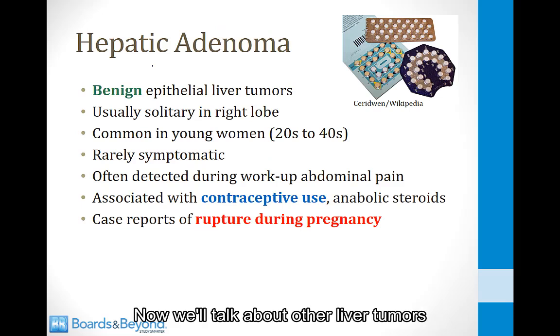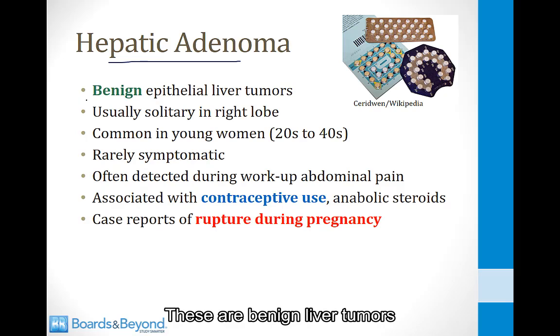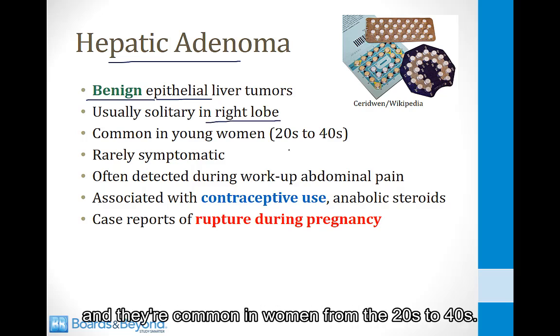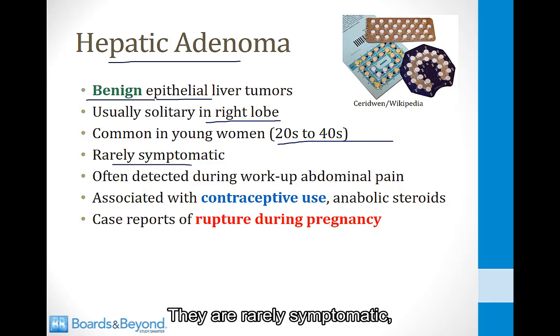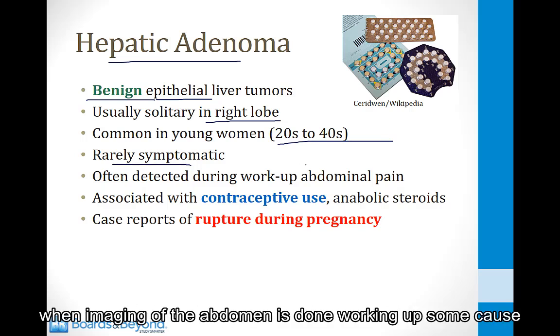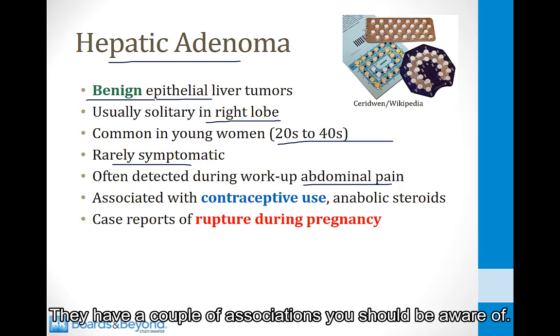Now I'll talk about other liver tumors, and let's start by talking about hepatic adenomas. These are benign liver tumors that derive from epithelial cells. They are usually a solitary tumor in the right lobe of the liver, and they're common in women from the 20s to 40s. Usually these do not cause symptoms. They are rarely symptomatic, and they're often picked up incidentally when imaging of the abdomen is done, working up some cause of abdominal pain. They have a couple of associations you should be aware of.